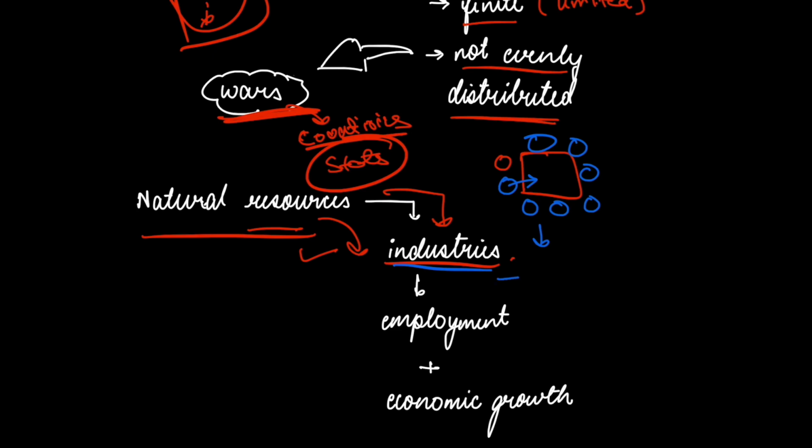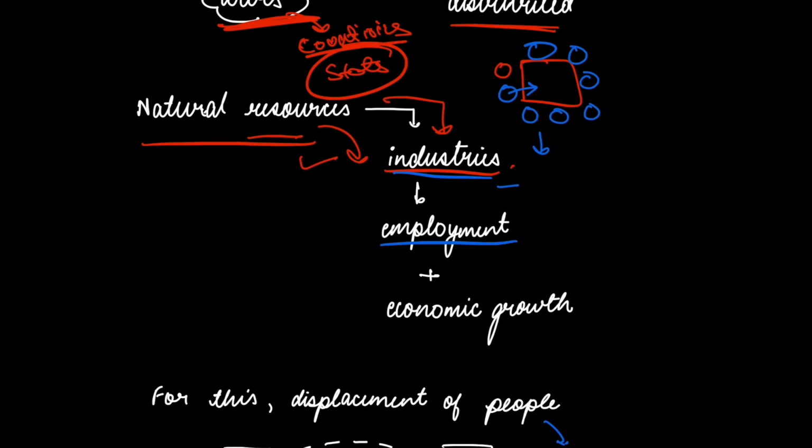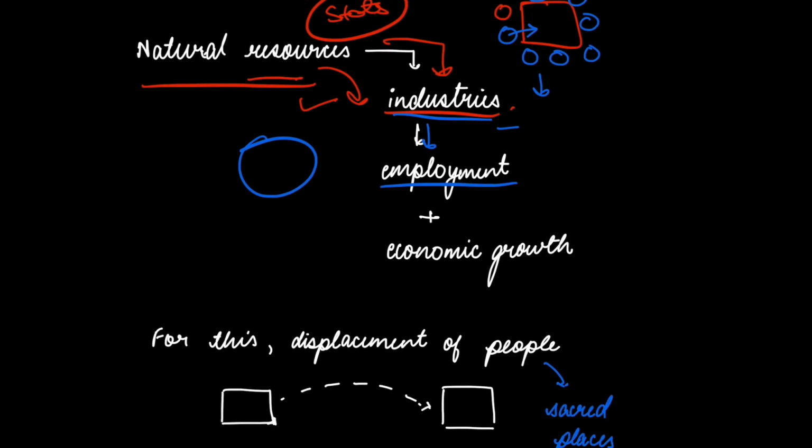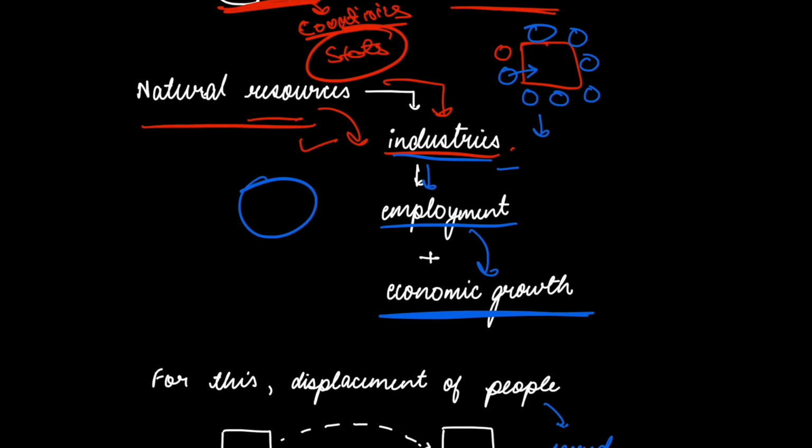So when industries are placed, it will lead to employment for the local people as well as the skilled people from all over the country. Industries will provide employment to a large group of people, and indirectly it will also lead to economic growth for the state. So it is beneficial for the government and for the people. So the whole thing is that natural resources are helpful for mankind.